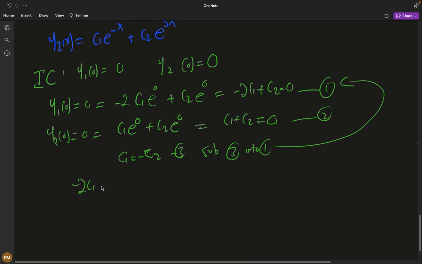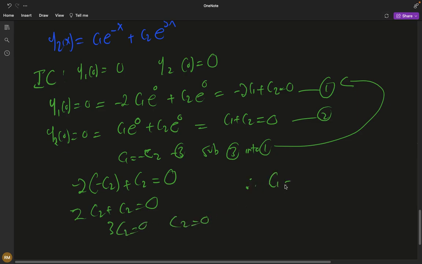And then we'll have negative 2 c1, negative 2 into negative c2 plus c2 to give us a 0. So 2 c2 plus c2 to give us a 0. So it's just 3 c2, which is a 0, and then c2 will give us a 0, and therefore that means c1 also will be a 0.